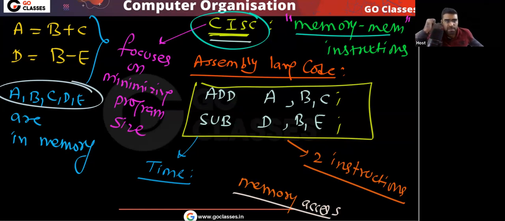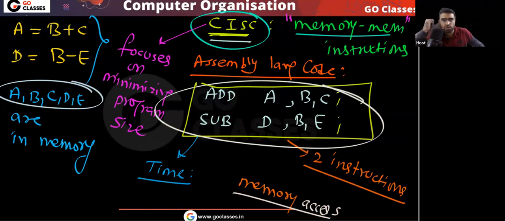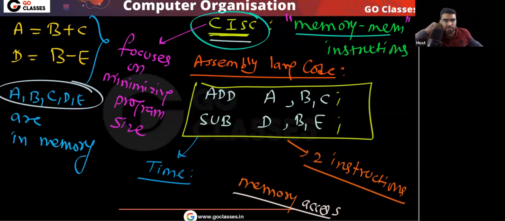So tell me, if I give you this program, how much time will it take? How many memory accesses will there be to execute these 2 lines? Only 2 lines are there. You can see the answer will be 6.